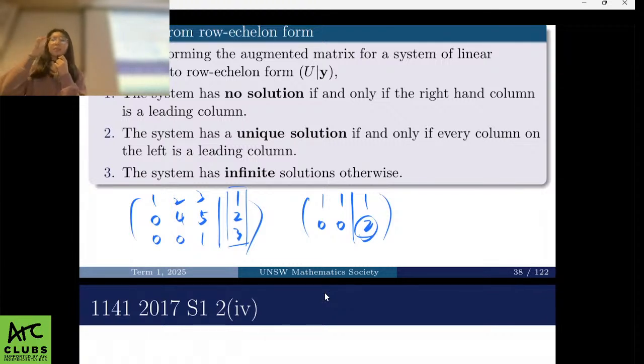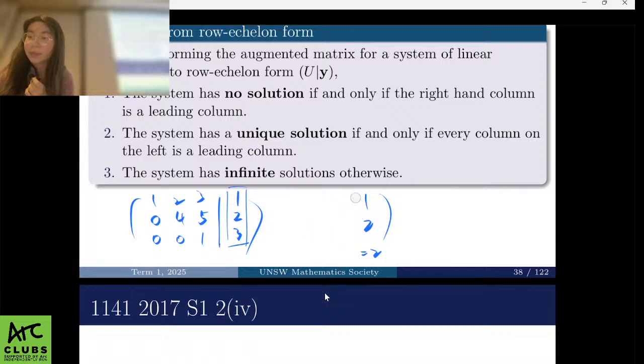So in those cases, when you have the right-hand column being a leading column, we'll always have no solution. If you visualize what this means, this essentially means 0 of some variable x plus 0 of some variable y equals 2, which is impossible, right? Because we can't have 0 plus 0 equals 2. So this is why you're always going to get no solution if the right-hand column becomes a leading column.